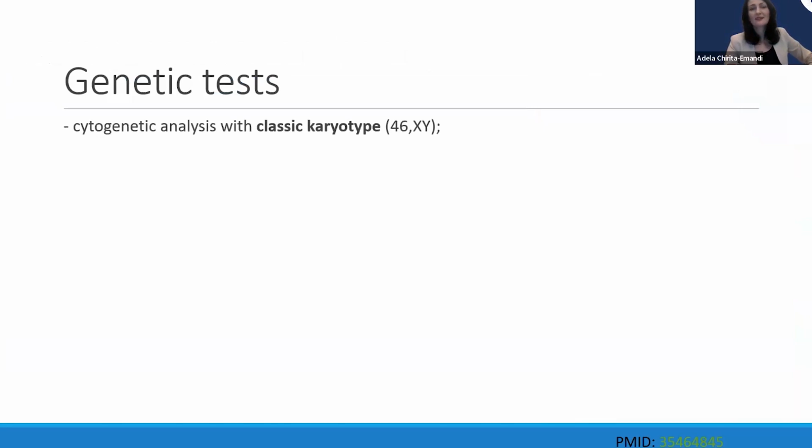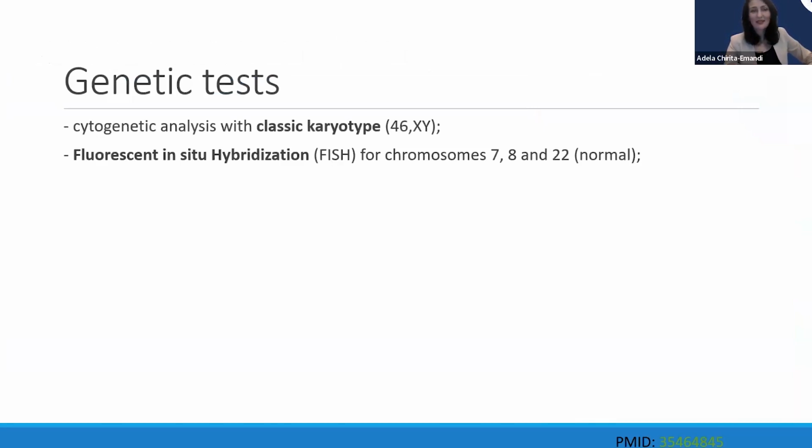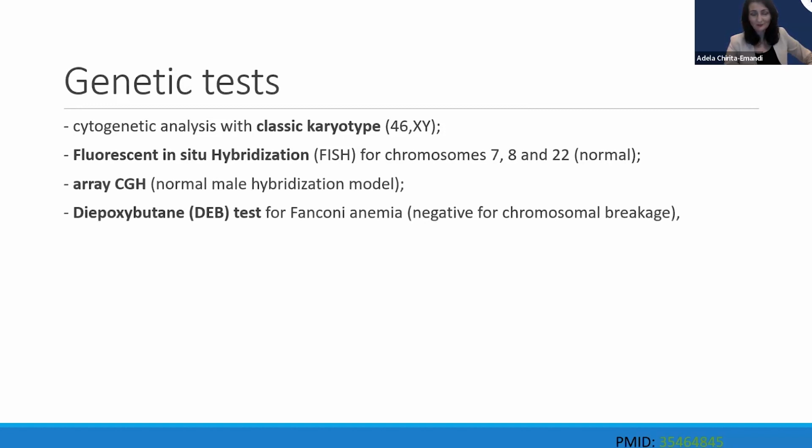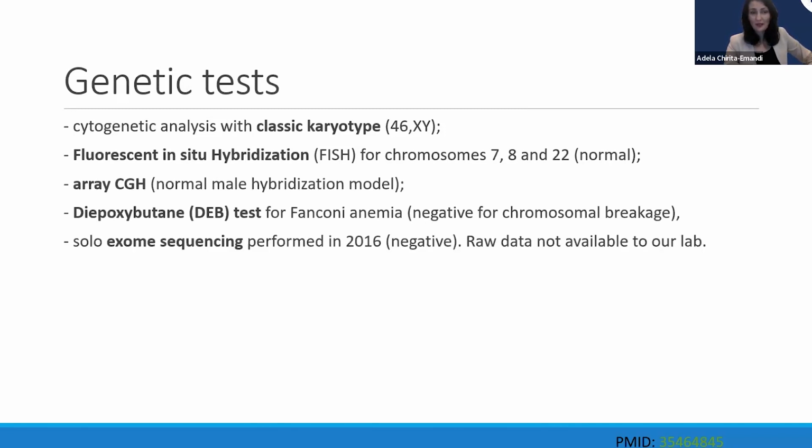So we started with a classic karyotype, which was normal, and FISH for chromosomes 7, 8, and 22 that was normal. Array CGH was normal, male. We did a diepoxybutane test for Fanconi anemia, which was negative for chromosomal breakage syndrome. A solo exome sequencing was performed in 2016 and was negative. This was done in another country, so the raw data was not available to our lab.